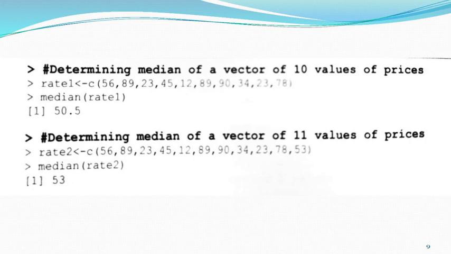The next function computes the median for an odd number of values, 11. Hence, the median will be the value at the middle position.